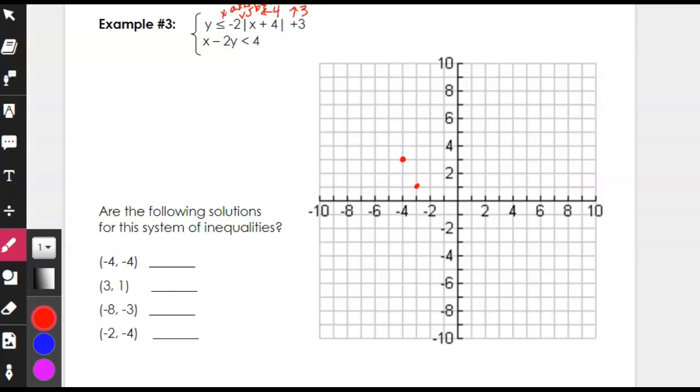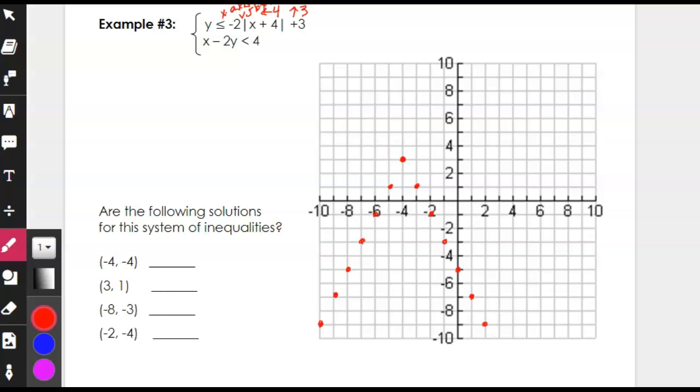So I'm going to go to the right 1 and down 2, to the right 1 and down 2, to the right 1 and down 2. Now I need to make the other part of my V. So instead of going to the right, now I'm going to go to the left 1 and down 2, to the left 1 and down 2. So you're creating the other side of your V for the absolute value equation.